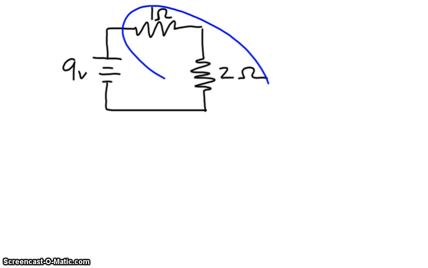Again, these are in series. We should be able to see that. The current that flows out of the battery goes into the 1 and then goes into the 2, so all the current from the 1 goes into the 2, so that makes it series.